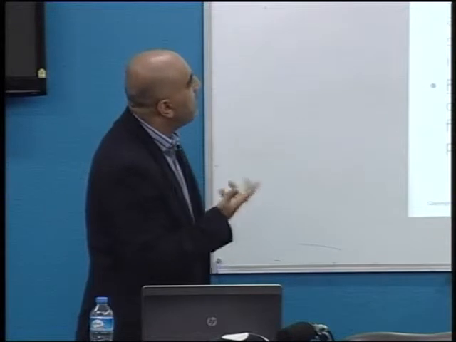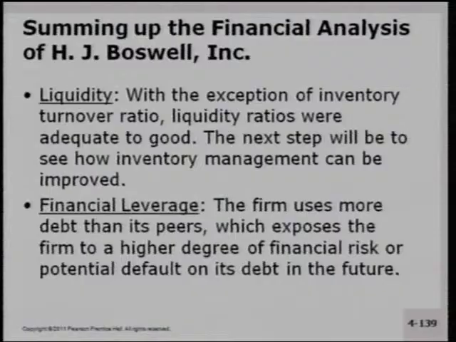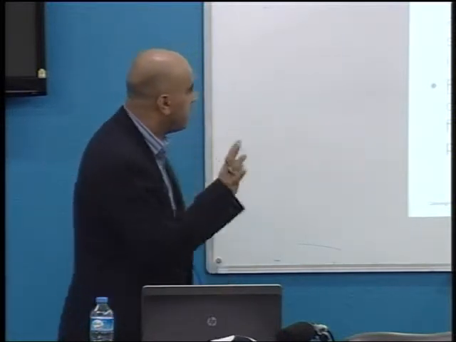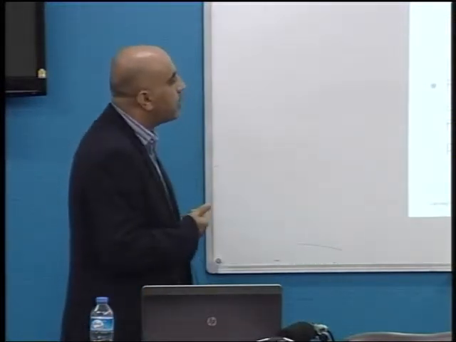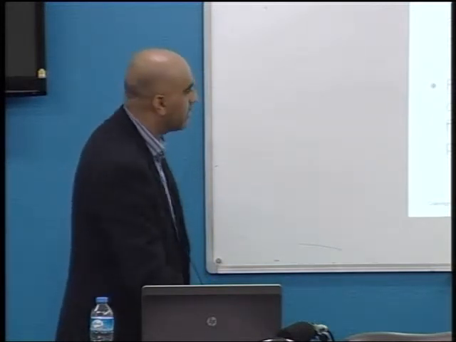Now, we're summing up the financial situation of Baswell. We observe that the liquidity is fine, but they face some challenges in inventory. So we should think about how we can improve the liquidity. And for financial leverage, we observe that Baswell uses more debt compared with the industry. So it is recommended to reduce or pay back the liabilities.